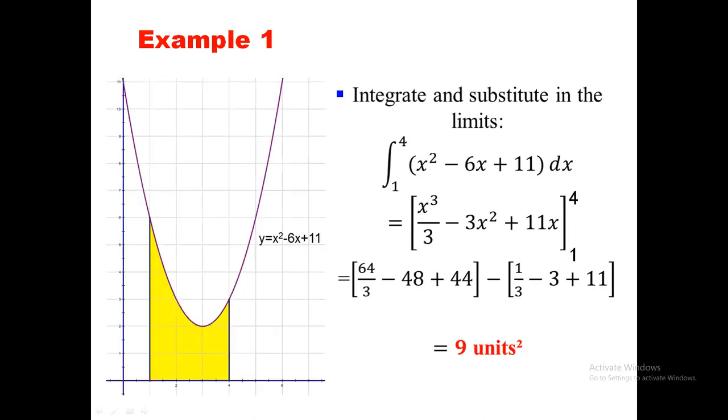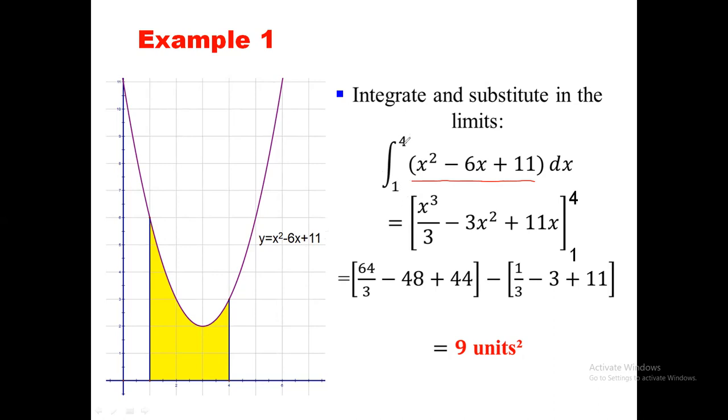Okay. Now, let's say for example, you have this: integrate and substitute in the limits. As you can see here, if I annotate, this is the curve, this is our function, this is our integrand. This is the integrand, the function that is written after your integral sign. It's x squared minus 6x plus 11. You are to determine the area bounded by this function and the limits of integration 1 to 4.